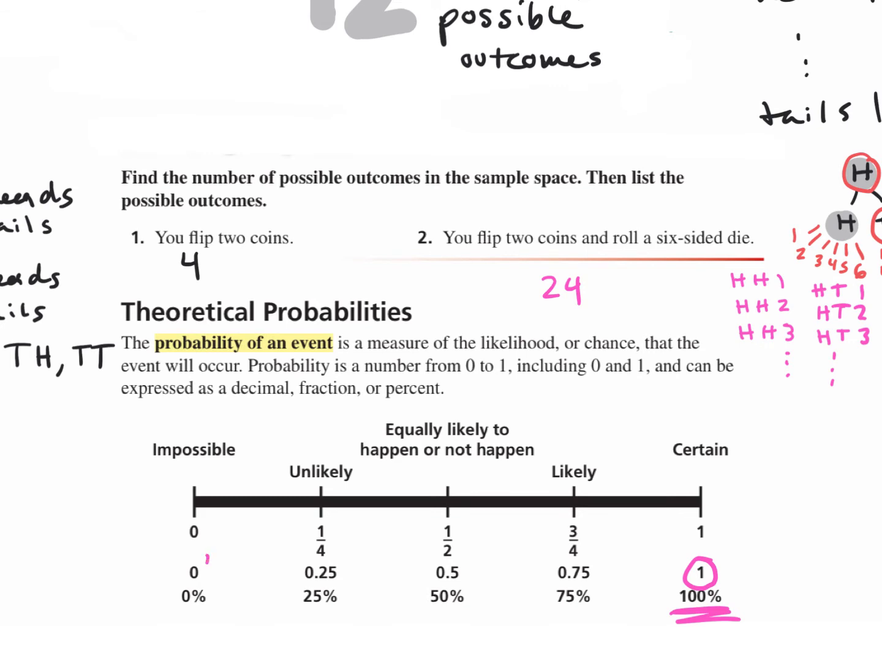If something has the probability of 0, it would have a 0% chance of happening. So you can write it as a fraction, a decimal, or a percentage. They all mean the same thing.